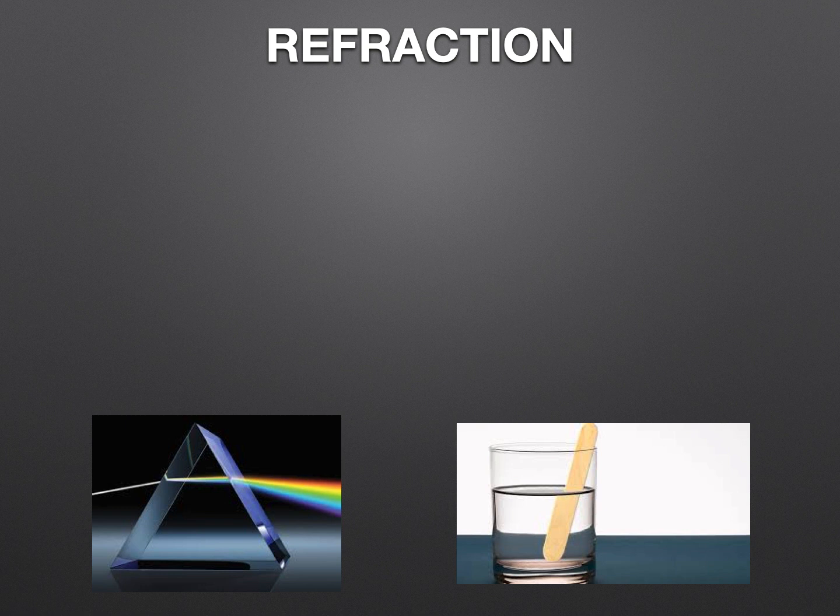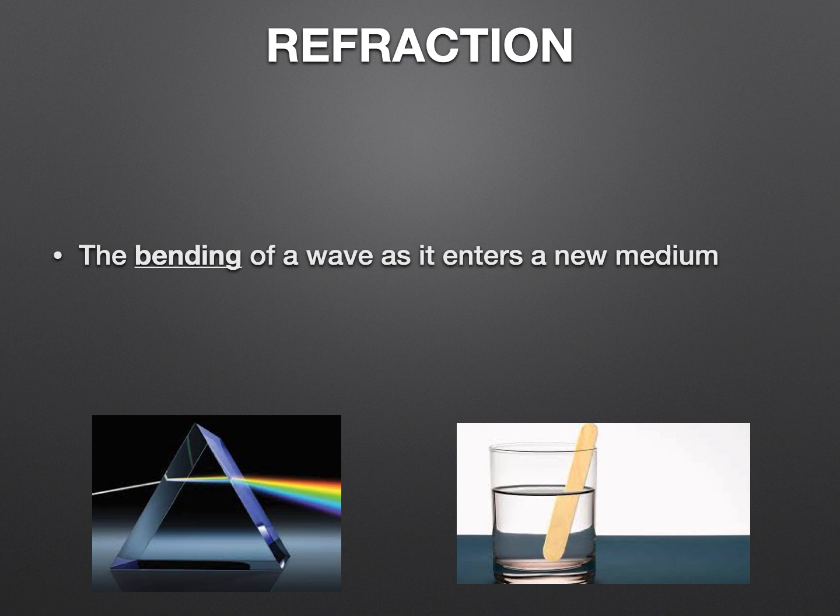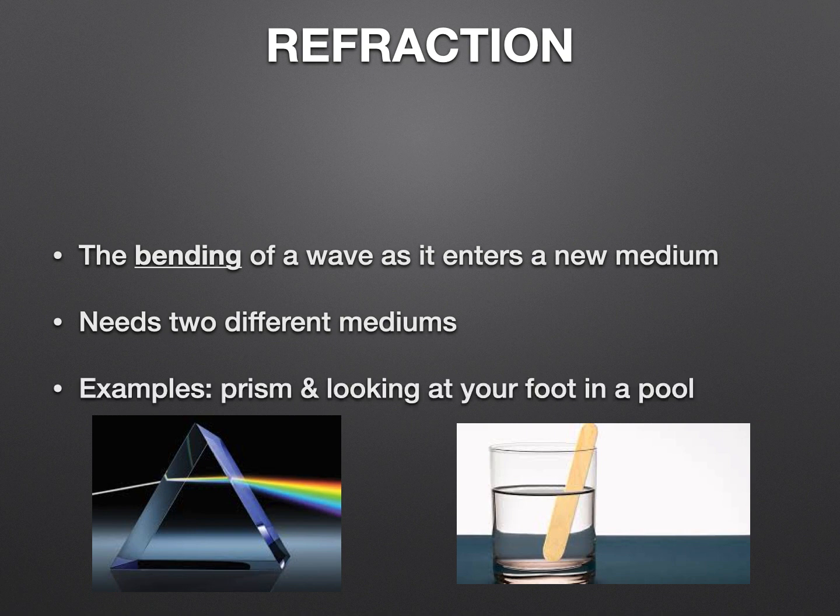The next wave behavior is known as refraction. Refraction is the bending of a wave as it enters a new medium. So this one is interesting. You need two different mediums because it's leaving one medium and entering a new medium. Remember, mediums can be solids, liquids, gases. An example I show you down below is the prism. You have white light entering the prism, and then you have the refraction, which is the rainbow coming out the other side of the prism, which we'll talk more about in a little bit.